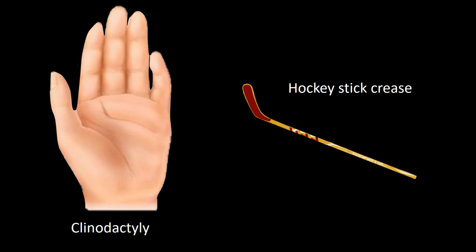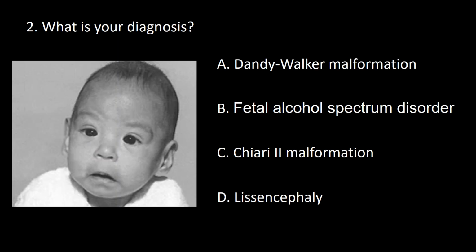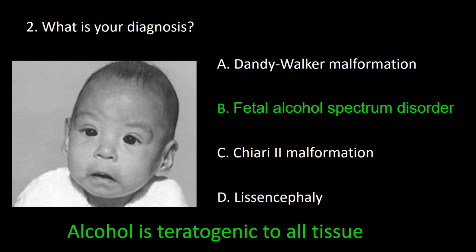Most characteristic finding in the hand is the hockey stick crease, as you can see in this frame. So the answer to this question is B, fetal alcohol spectrum disorder.